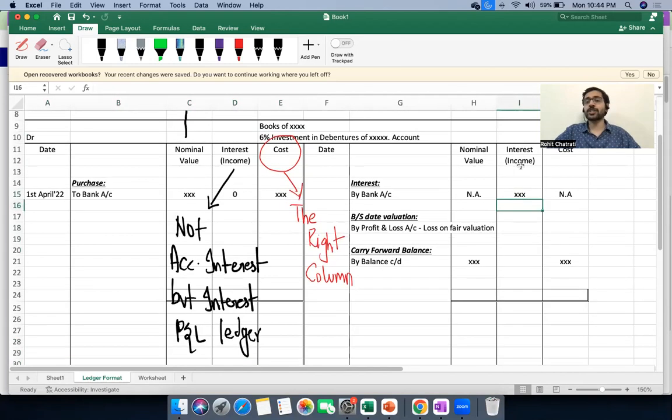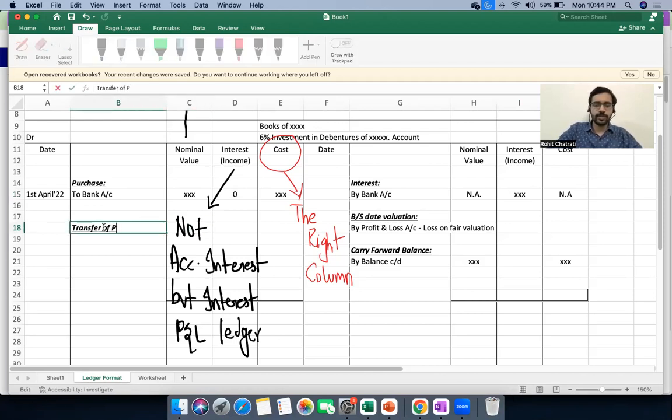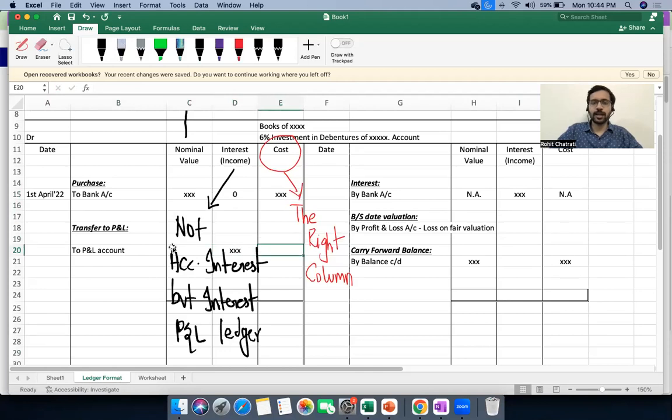The interest, which is a P&L ledger, will be closed by transferring the balance to the P&L account. Although I've not written it over here, let me just write it. The interest, which is a P&L ledger, will be transferred to the P&L account, and you will be showing it as an income in the P&L account. So you will have not applicable over here, and not applicable in the cost column, but you're going to have a value that you're writing in the interest column.